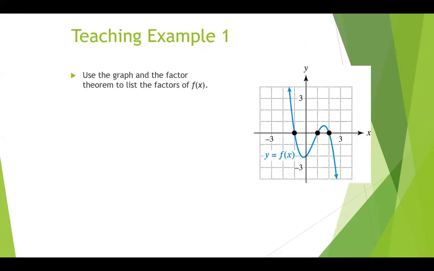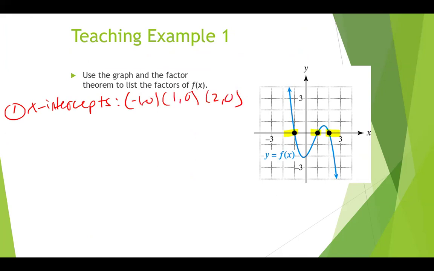Okay, so here we go. So we have the function f of x here, and we're going to find the factors and then write this as an equation. So the first thing we're going to do is identify our x-intercepts. Okay, so where are our x-intercepts? -1, 1, and 2. Agreed? So we're at -1, 0, we're at 1, 0, and we're at 2, 0.